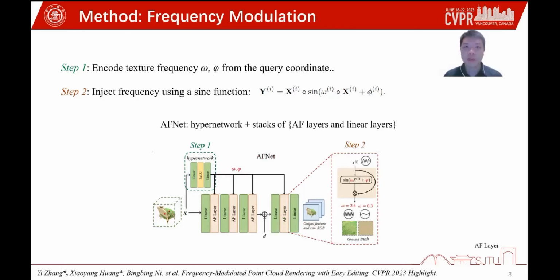Finally, our proposed AFNet is composed of a hypernetwork that predicts frequency information and a stack of AF layers and linear layers. The output dimension of the AFNet is RGB plus an additional feature for 2D refinement.